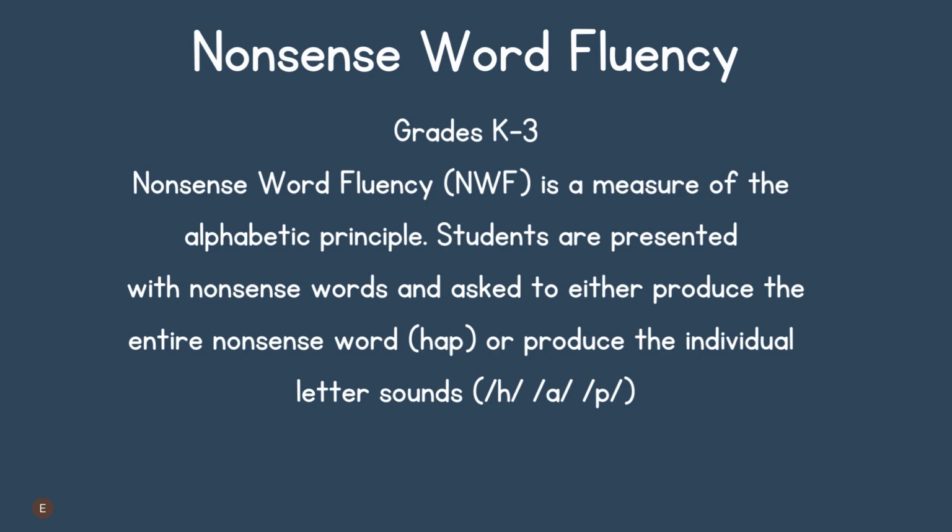Nonsense word fluency is done with students in grades K through 3. It's a measure of the alphabetic principle. Students are presented with a page of nonsense words and asked to either read the entire word, like hap, or produce the individual sounds like h, a, p. There are 2 separate scores for this subtest. They get a score for correct letter sounds and another score for whole words read correctly.